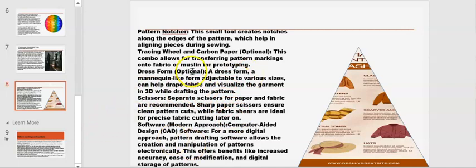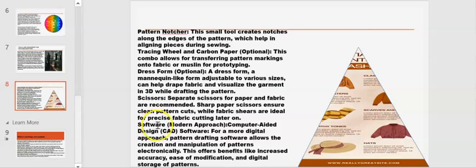Another one is scissors. Scissors are a must. Separate scissors for paper and fabric are recommended. You have to have separate scissors for cutting the brown paper and for cutting the fabric, because if you cut fabric and paper with the same pair, the scissors will go blunt within a day. Sharp paper scissors ensure clean pattern cuts, while fabric shears are ideal for precise fabric cutting later on.